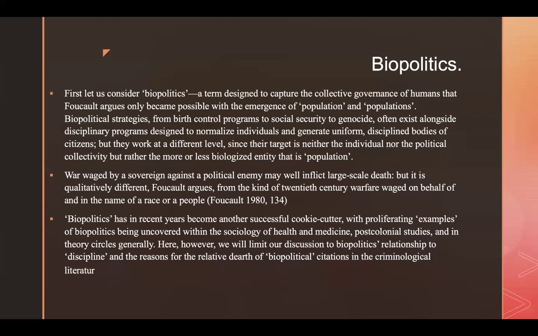Biopolitical strategies from birth control programs to social security to genocide often exist alongside disciplinary programs designed to normalize individuals and generate uniform, disciplined bodies of citizens. But they work at a different level, since their target is neither the individual nor the political collectivity, but rather the more or less biologized entity that is population.